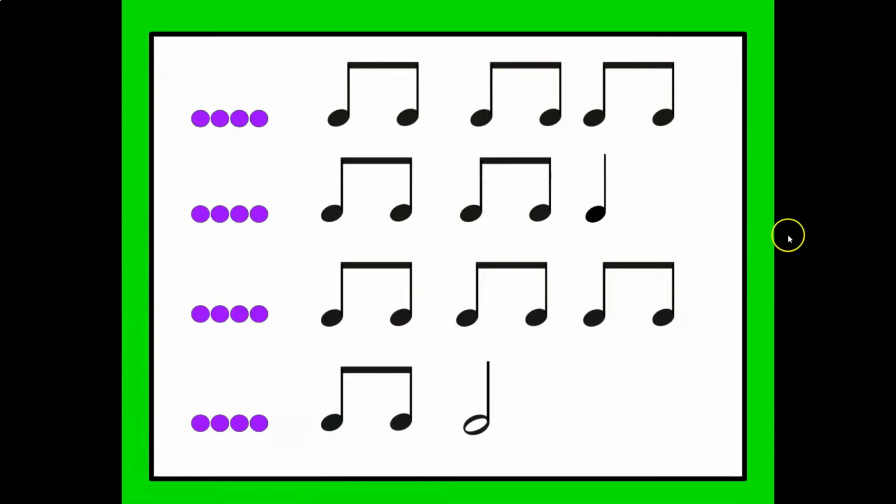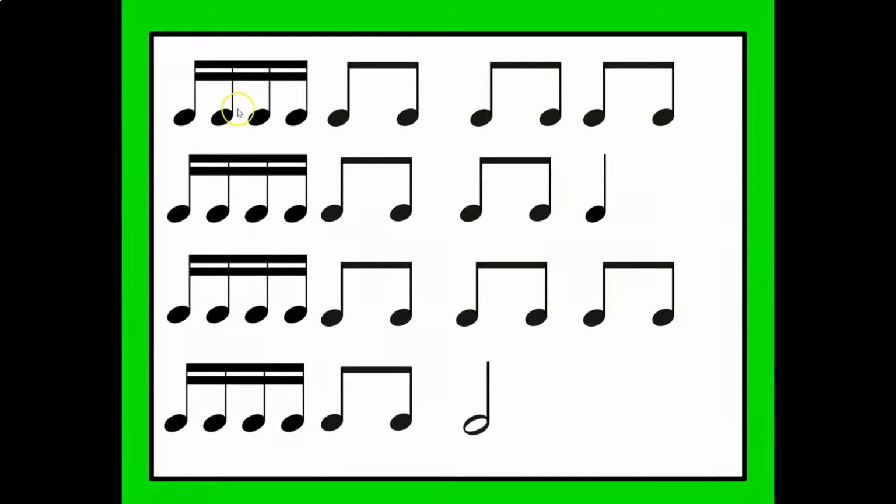Now the next slide is going to show you what this note actually looks like. These are called 16th notes. So you can tell that the top is different than eighth notes. This is called the beam. Eighth notes will only have one beam, but 16th notes have two. I've seen where four eighth notes are beamed together, but the difference is they have one beam and 16ths have two. So what we're gonna say for this is ticka ticka.